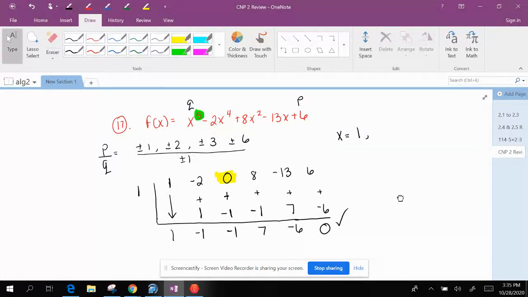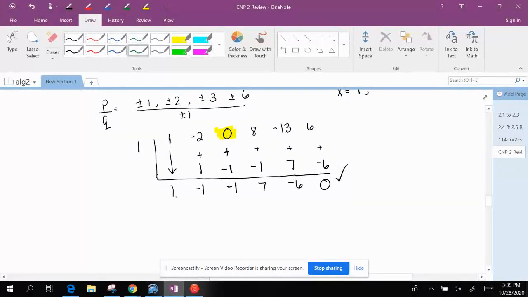So let's try this second one. So now my highest degree is a 4. So this is 1x to the 4th minus 1x to the 3rd minus 1x to the 2nd plus 7x minus 6.